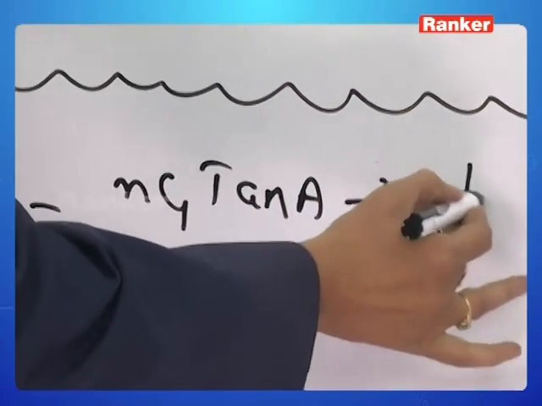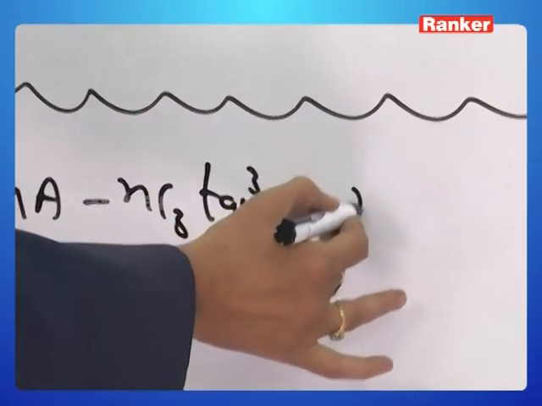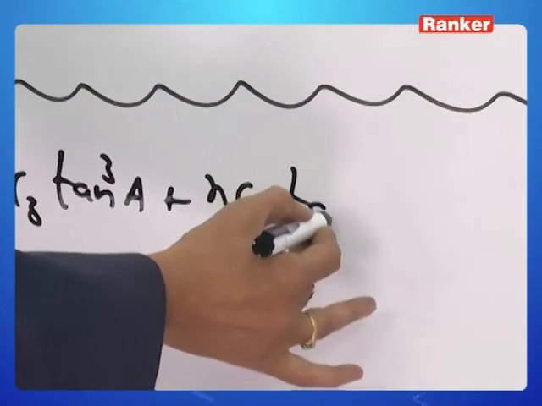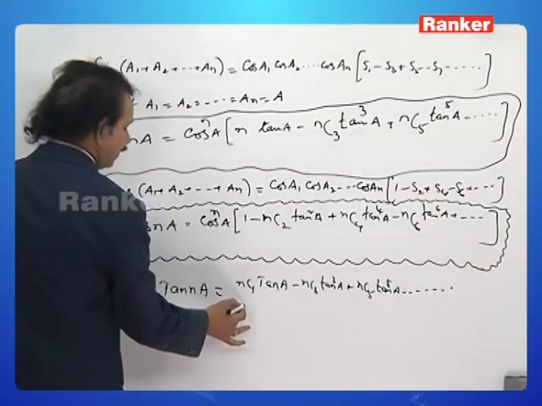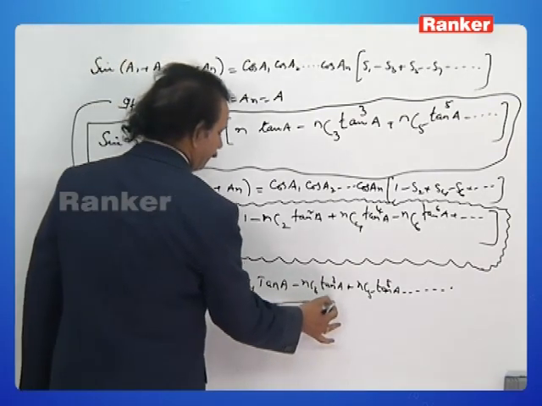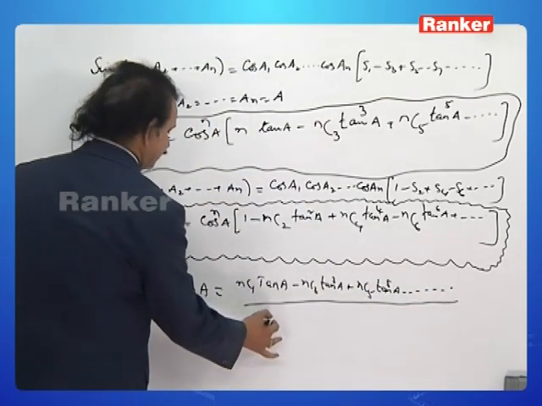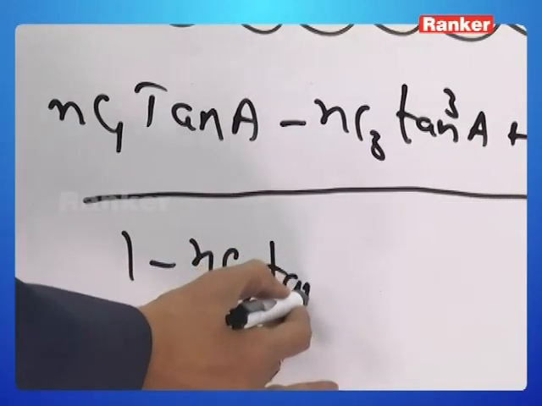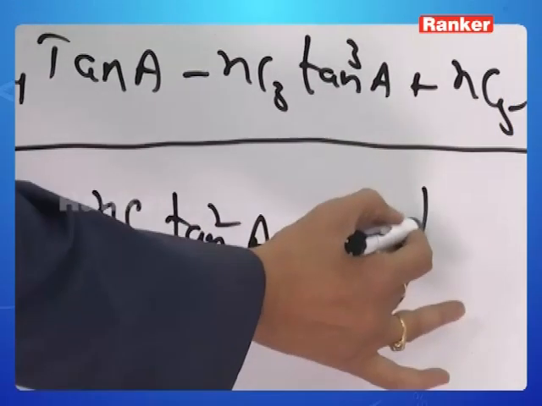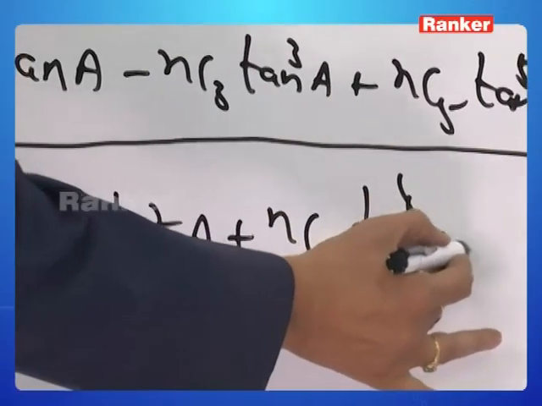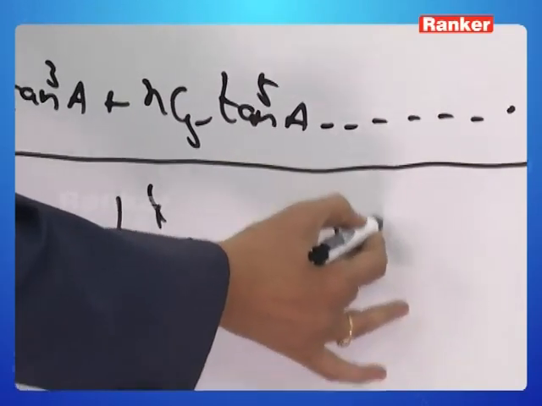minus nC3 tan cube A plus nC5 tan power 5A minus and so on, divided by one minus nC2 tan square A plus nC4 tan power 4A minus nC6 tan power 6A and so on.